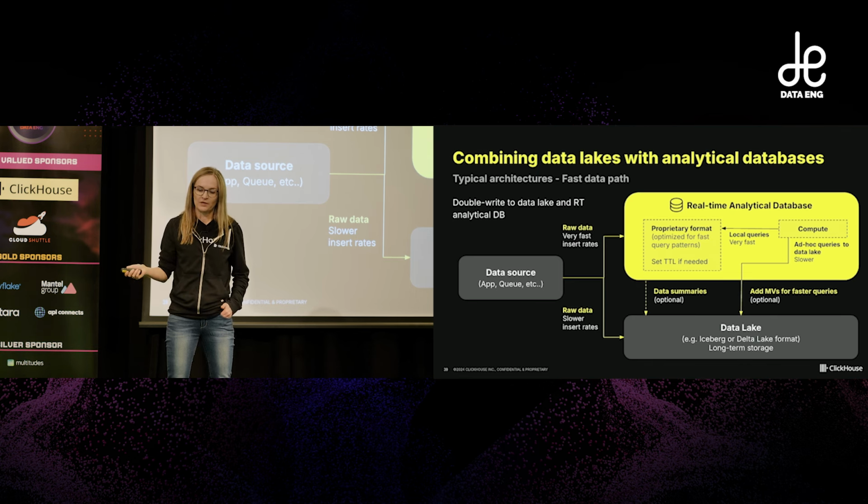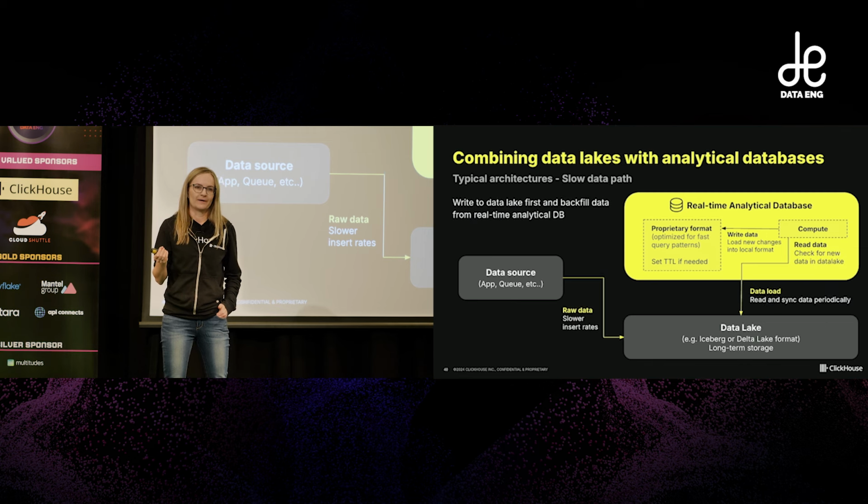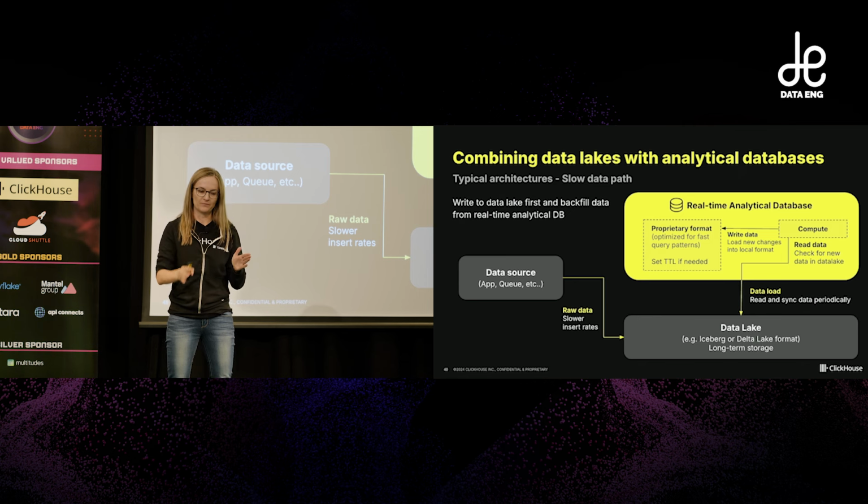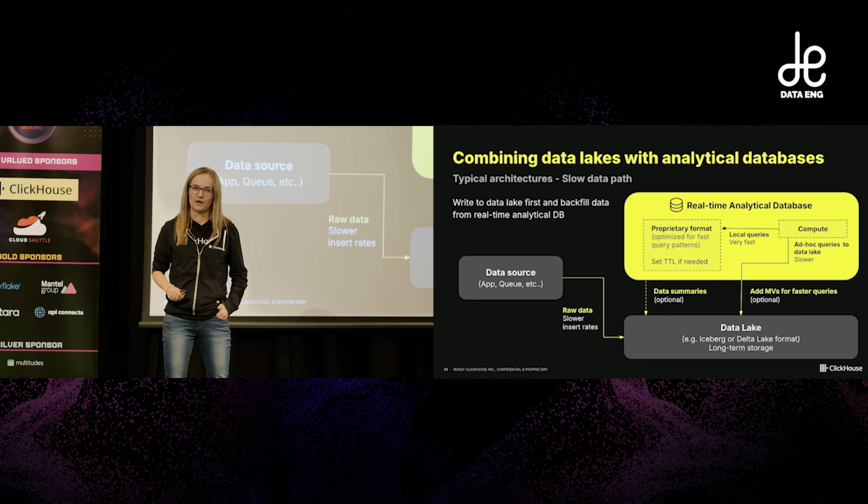So that's one example. The other example is if your data latency is not that important, if you can wait some time for the freshness of the data, you don't need to do the double write. You write into the data lake, and you have the real-time analytical database grab that data and sync it in periodically. Again, this does not guarantee freshness, but you can get the data in on a regular basis, and everything else looks the same. You can do the queries both locally and remotely. So those two architectures work quite well and allow you to combine the best of both worlds, keeping the data lake as your source of truth, but combining it with the best of an open source real-time analytical database.